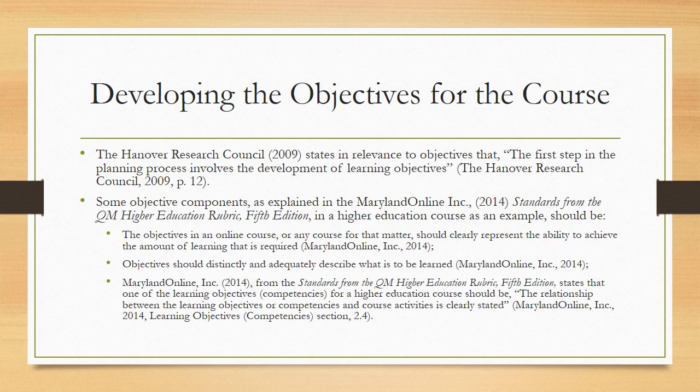Objectives should distinctly and adequately describe what is to be learned, from the Maryland Online Incorporation from 2014. Maryland Online Incorporation from 2014, from the Standards of the QM Higher Education Rubric, 5th edition, states that one of the learning objectives, competencies, for a higher education course should be, quote, "The relationship between the learning objectives or competencies and course activities is clearly stated," end quote, from the Maryland Online Incorporation from 2014, Learning Objectives Competencies, section 2.4.